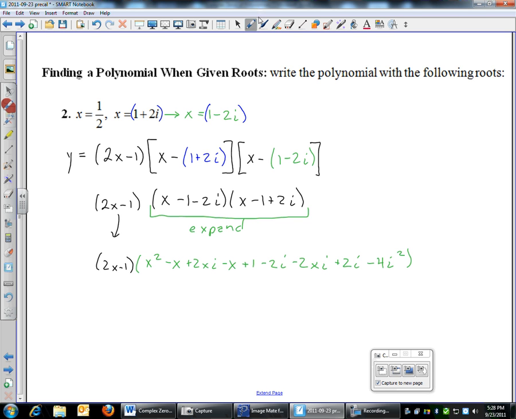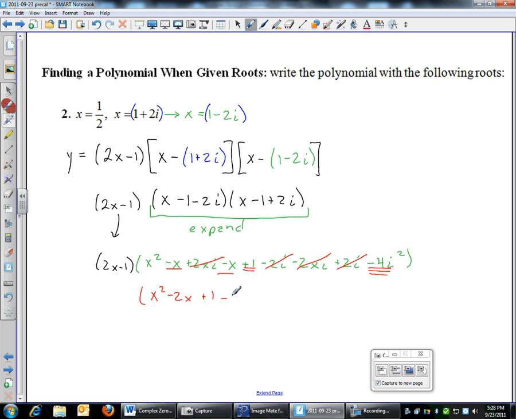Now we start canceling, and we should get a lot of cancelage. 2xi and negative 2xi cancel. Negative 2i and positive 2i cancel. Nothing combines with the x squared, so that comes down. Negative x, nothing combines with that, that comes down. I didn't see, there's a negative x right here, so we actually have two negative x's. Negative x minus x is negative 2x. And then I have a plus 1 right here, and a minus 4i squared right here.